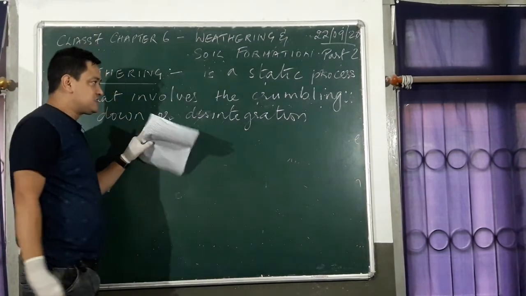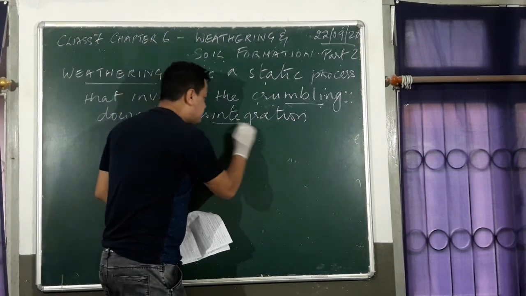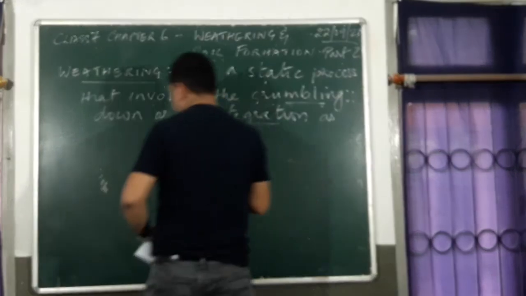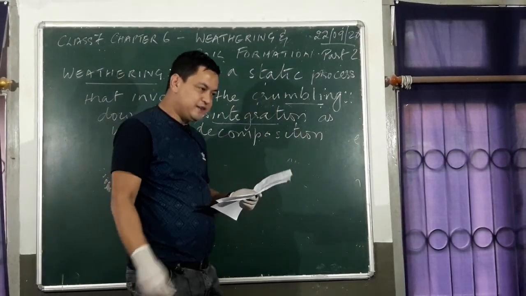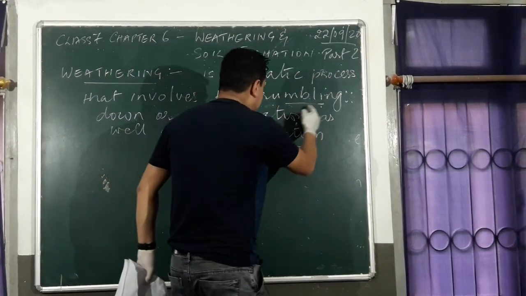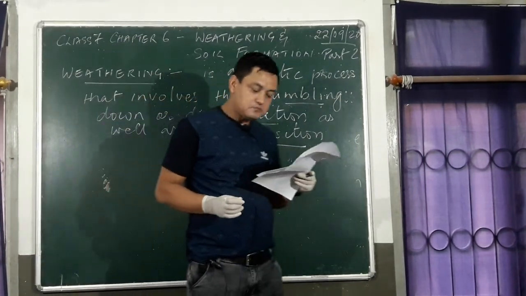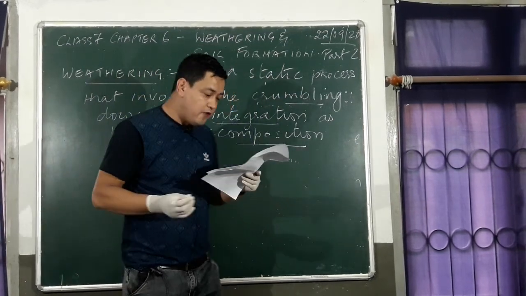Now, crumbling here means falling apart. Disintegration means breaking into parts. Remember that, as well as decomposition. You have studied decomposition in biology, I think. What is decomposition? It is rotting of the matter or decay, or it is also known as disintegration in geography. So these are the three things that basically associate with weathering: crumbling down, disintegration, or decomposition of rocks.